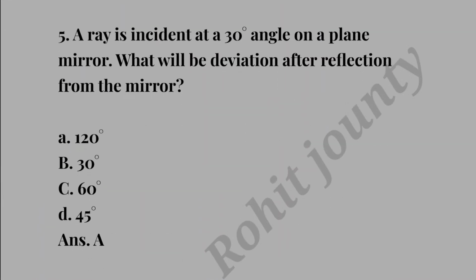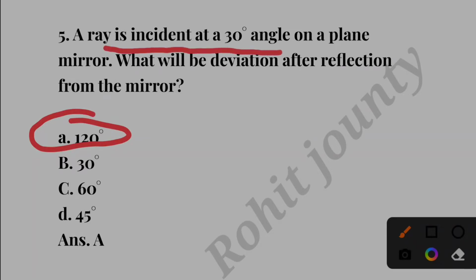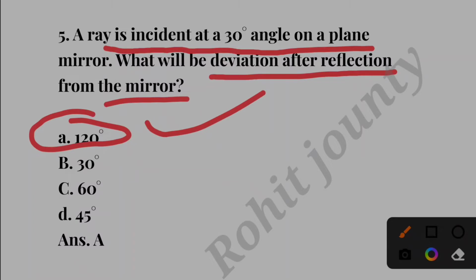Question number 5. A ray is incident at a 60-degree angle on a plane mirror. What will be the deviation after reflection from the mirror? Option A 120 degree, option B 30 degree, option C 60 degree, option D 45 degree. The correct answer is 120 degree. A ray incident at 60 degrees on a plane mirror has a deviation after reflection of 120 degrees.